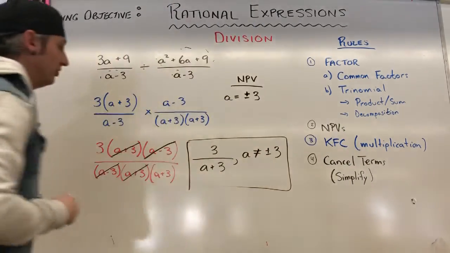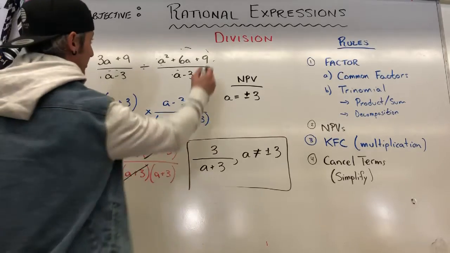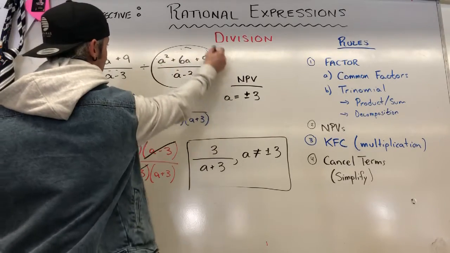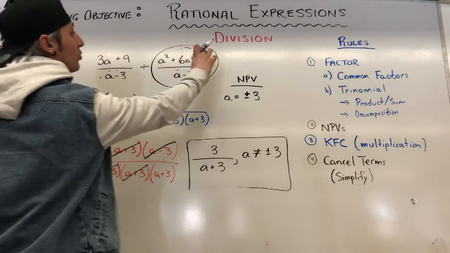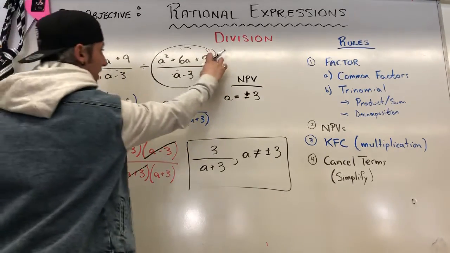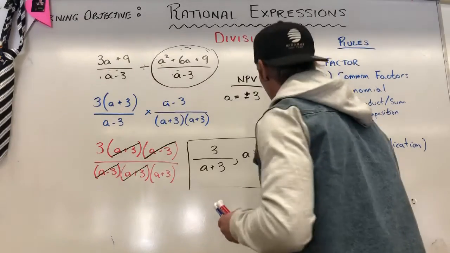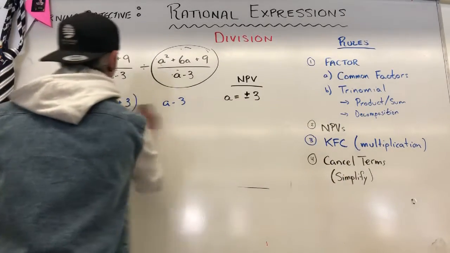That is how we do division, and it's just like multiplication, except we have to take the non-permissible values on both the numerator and the denominator of whatever we're dividing by. Not what is being divided, it's what we're dividing by. So I don't think you need any more examples. I'll give you one more quickly.